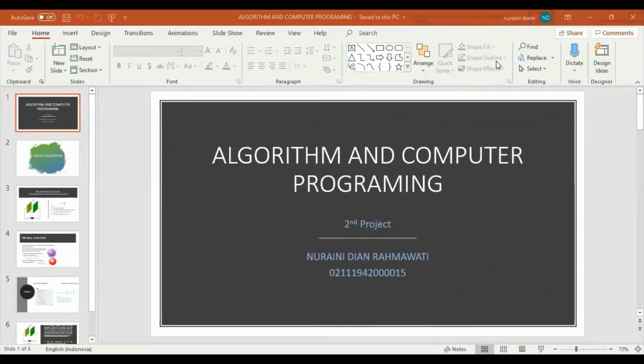I'm from Mechanical Engineering, Institut Teknologi Sepuluh Nopember. My student number is 021 and class is 015. This course is Algorithm and Computer Programming. This is my second project. In my second project, I make a program to solve the problem of capacitor.